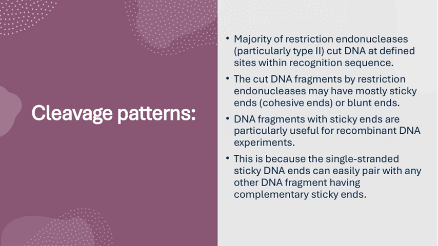This property allows us to join different DNA pieces together more efficiently. On the other hand, blunt ends are straight cuts across both DNA strands, which can be less specific but still useful in certain situations. The key takeaway here is that the ability of restriction enzymes to generate sticky ends enables us to manipulate DNA more effectively, especially when constructing recombinant molecules. This concept ties back to our overall theme of understanding how enzymes help us work with DNA in precise and predictable ways.